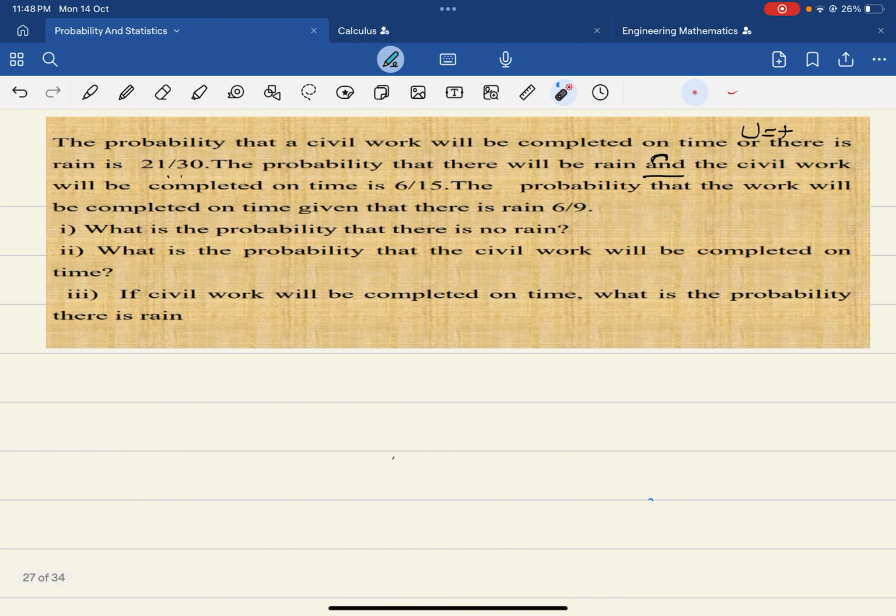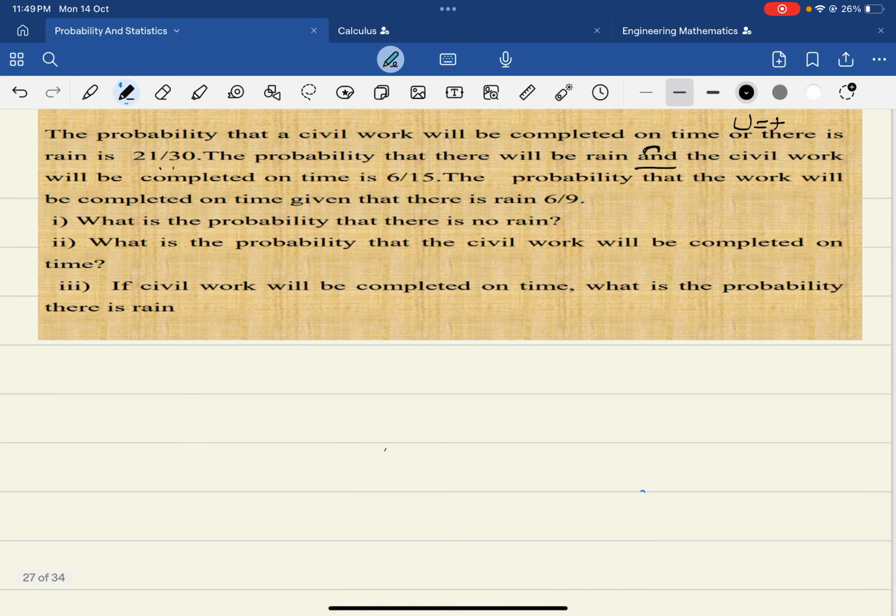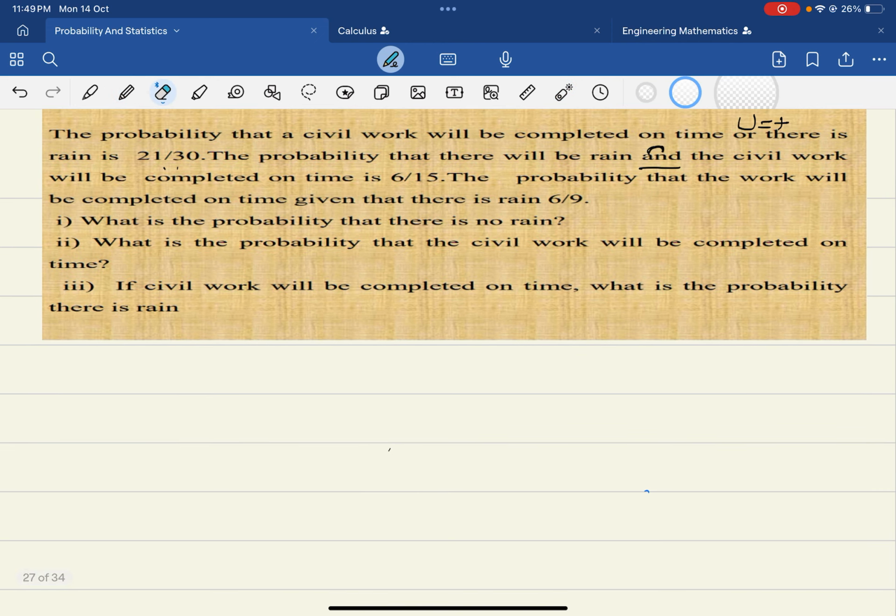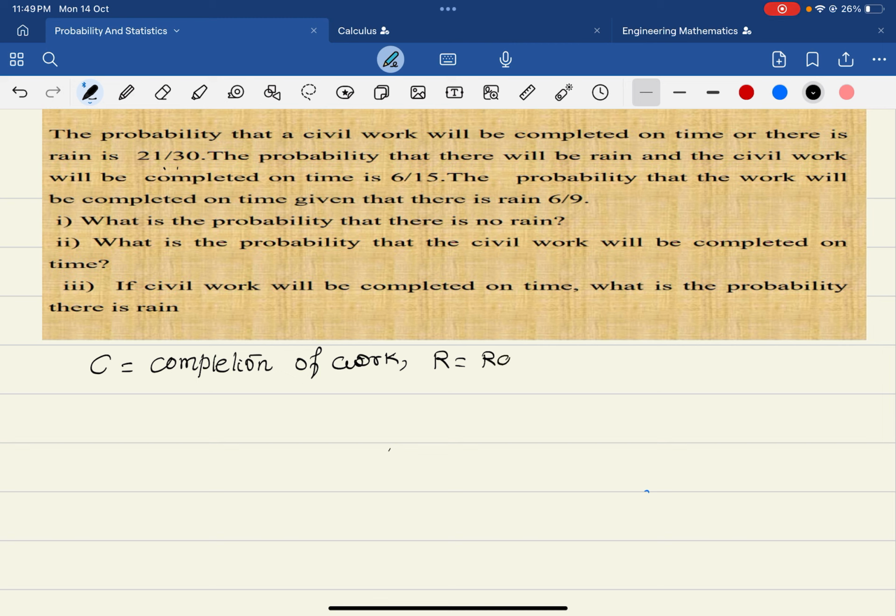Now let us understand one more interesting problem. Try to understand this problem now. Let us see here. The probability that a civil work will be completed on time or there is rain is 21 by 30. So there are two events here. One is civil work completion. Let C be the completion of the work, and let R mean rain.